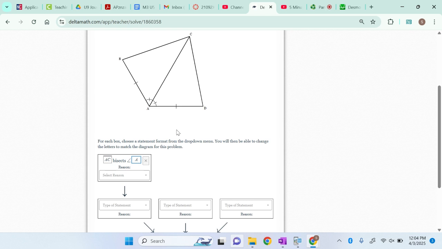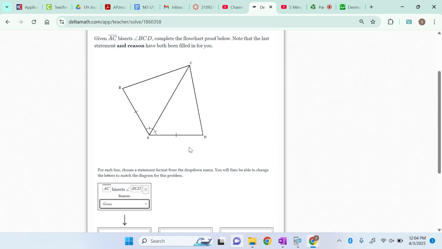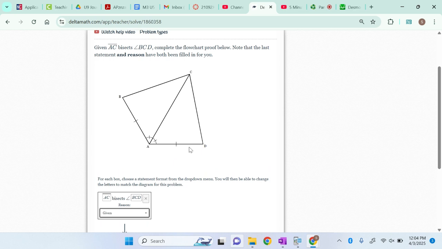So, okay. When you drop down, you're looking for what the statement is. It'll say something like segment XY bisects angle X. All right, so you pick that and you type in the sides. So AC bisects angle BCD. And make sure you use capitals when you have to use capitals. And the reason is it was given. That's the only reason we have for this one. So again, this side bisects this angle. That's what I marked wrong. So that means that these two are congruent.